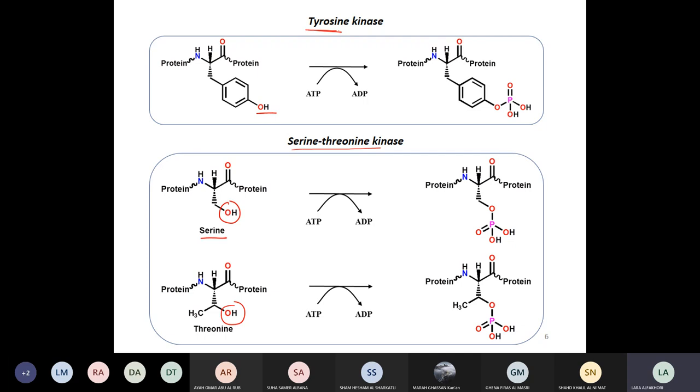Why do we say tyrosine kinase, serine threonine kinase? Because those kinases that phosphorylate serine can also phosphorylate threonine. They do not distinguish between serine and threonine. That is why they are combined in one subclass, which is serine threonine kinases.